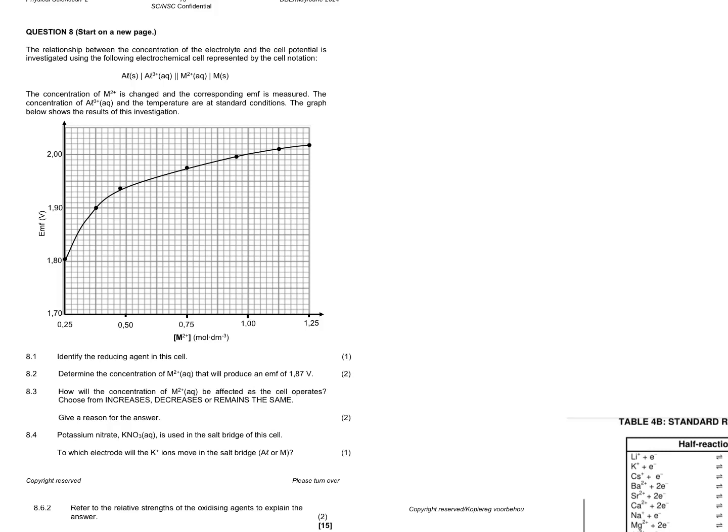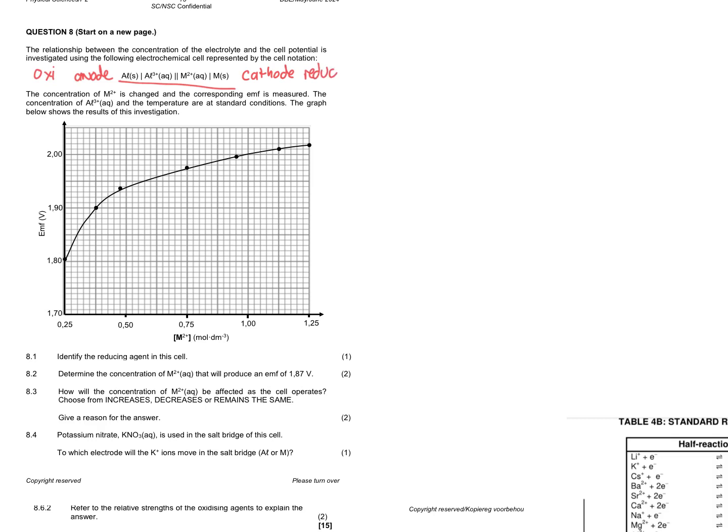Okay, so now for some reason we've done galvanic as a graph question, and this graph is EMF versus the concentration of M+. If we just look at this quickly, it's always alphabetical, it's always cathode on the right-hand side and anode on this side. This is called cell notation, and it is telling you that the aluminium forms Al3+ and is oxidized, and the M2+ forms M and is reduced.